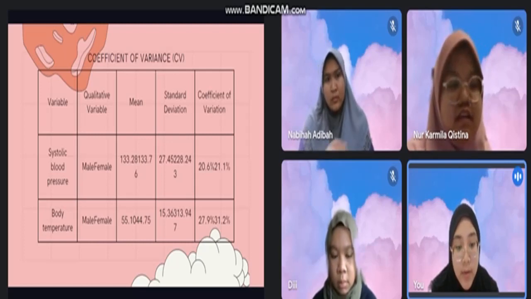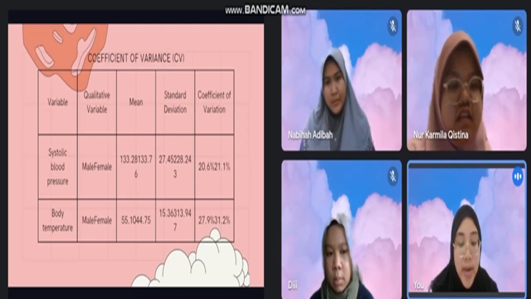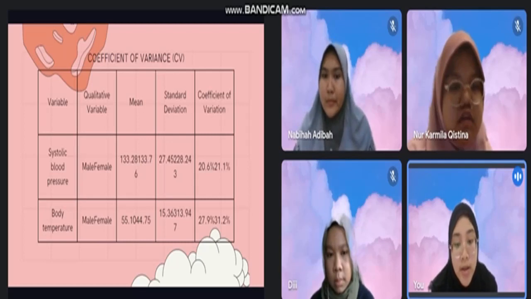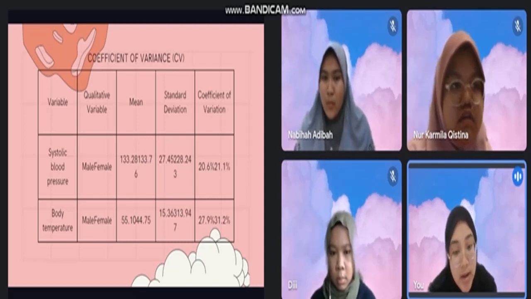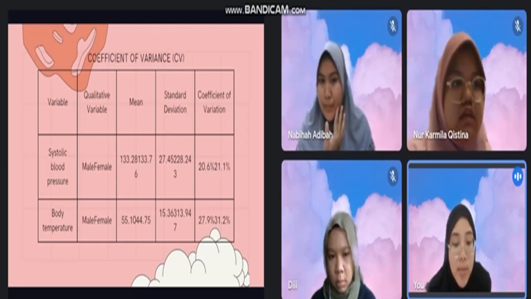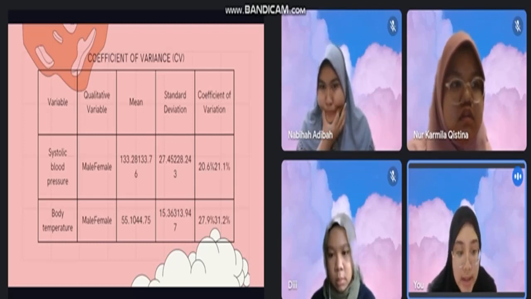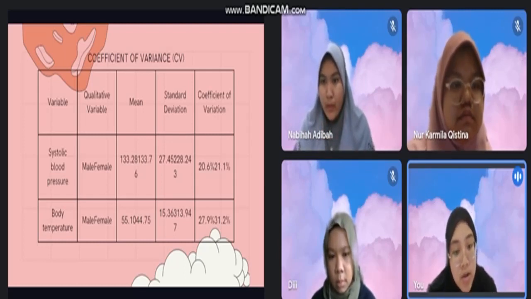The value of the coefficient of variation of systolic blood pressure for female is greater than male. Other than that, the value of the coefficient of variation of body temperature for female is also greater than male. This concludes that the distribution of systolic blood pressure and body temperature in female is more consistent than the distribution of systolic blood pressure and body temperature in male.